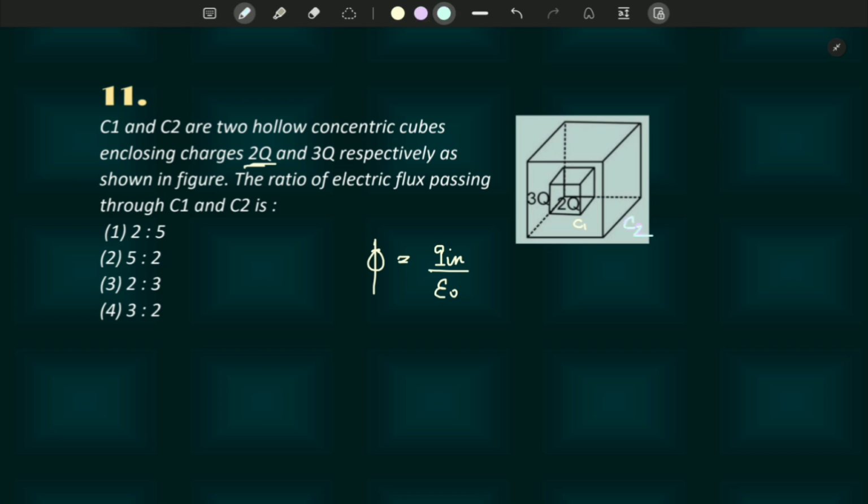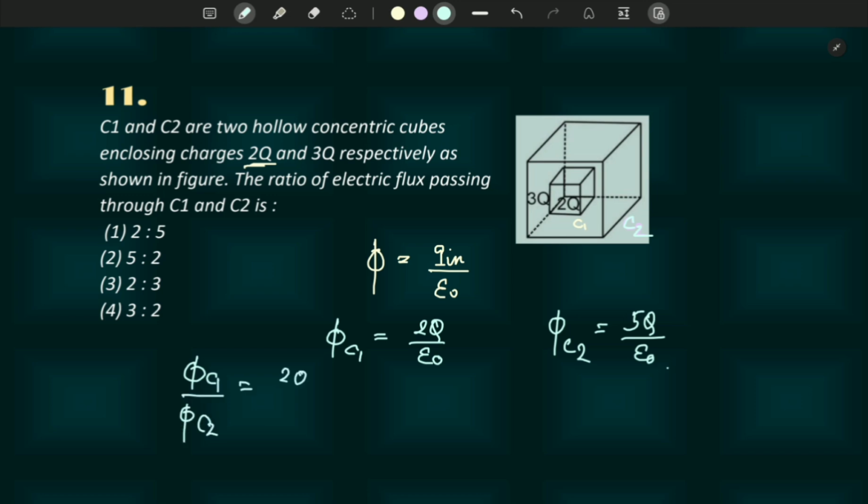So from here I can say flux of C1 is 2q by epsilon naught, and flux of C2 is 3 plus 2, 5q, because enclosed is 5q, by epsilon naught. I need to find the ratio of electric flux passing through C1, flux C1 by flux C2. This is simply 2q by epsilon naught by 5q by epsilon naught. So this is 2:5. So I can see option number 1 is 2:5. So this is the correct answer to this question. This was a basic question. We need to know this formula: flux is q enclosed by epsilon naught.